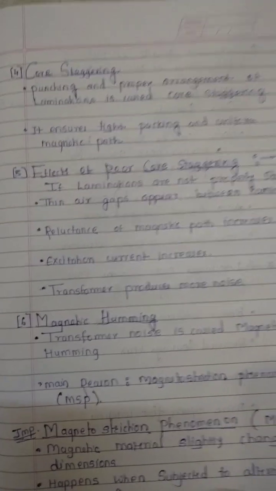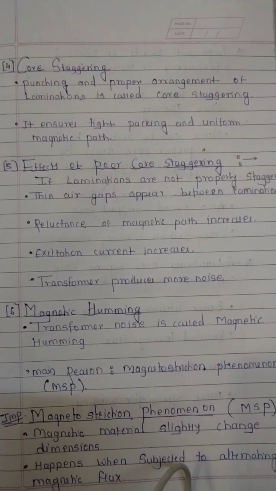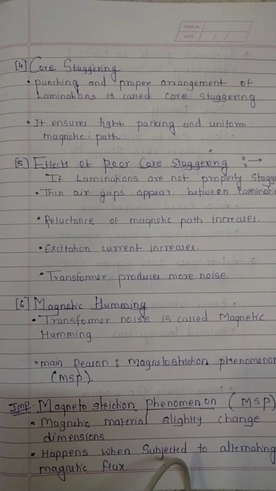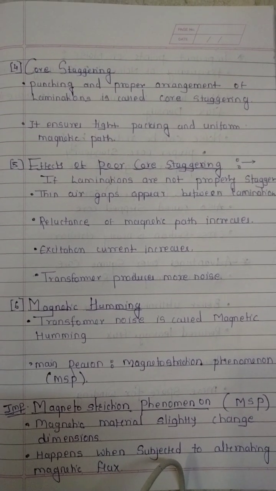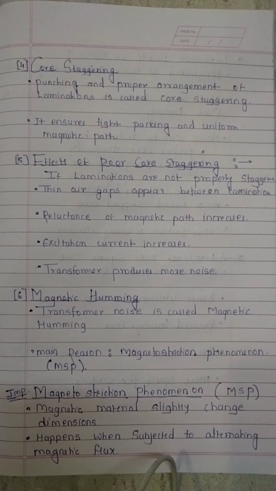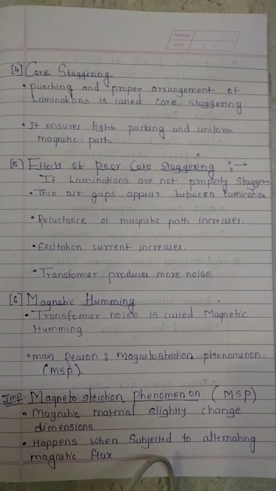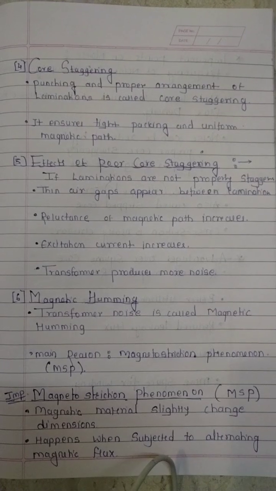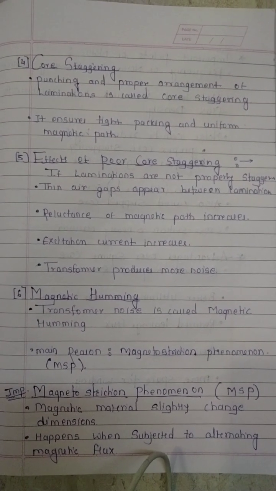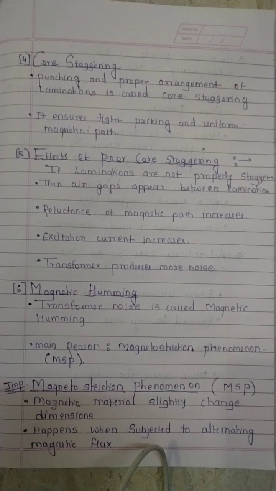Core staggering. What is core staggering? Punching and proper arrangement of laminations is called core staggering. It ensures tight packing and a uniform magnetic path. Effect of poor core staggering: what happens if the core staggering is not done properly?